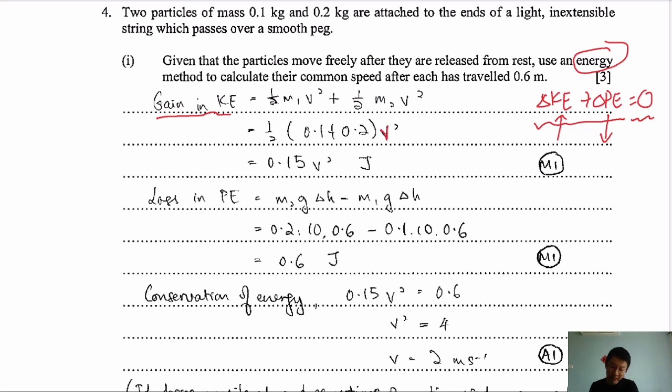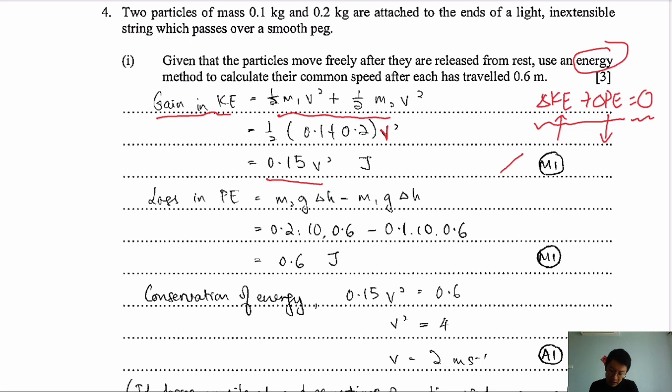Just add up the KE for both particles, then we will get this expression: 0.15 v squared joules. So anything which is similar to this, we will get 1 mark from there.